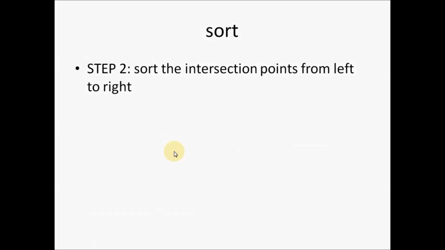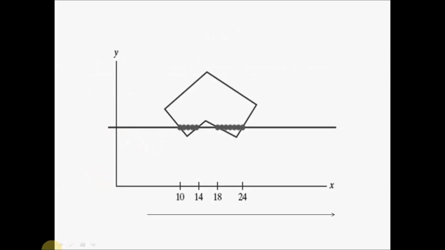Now what is the second step? I have to sort my intersection points from left to right, that means in ascending order. You can see here it is sorted in left to right order only, that is ascending order: 10, 14, 18, 24, from smallest to biggest. Starting from the smallest value, I ended with the biggest value. This is the second step, right?